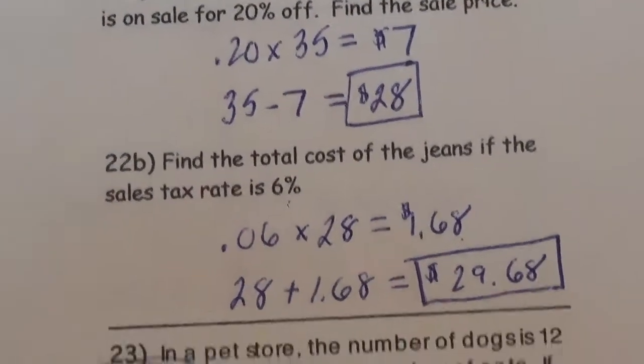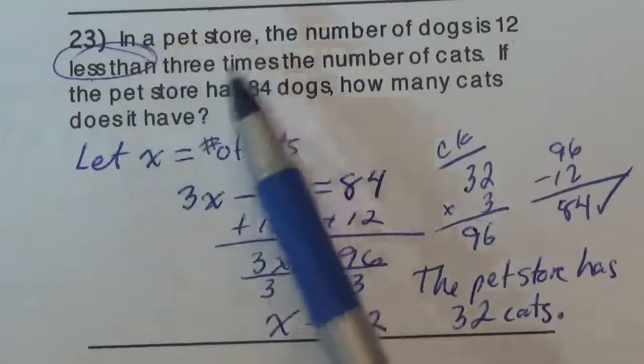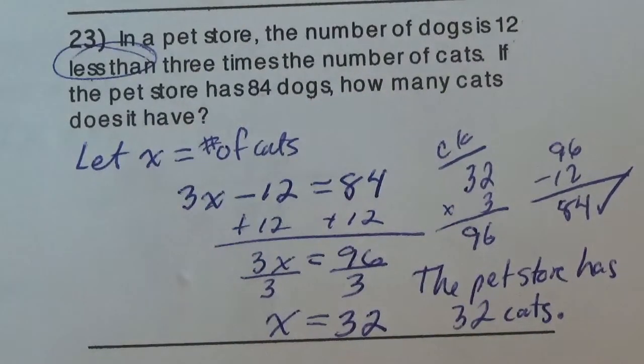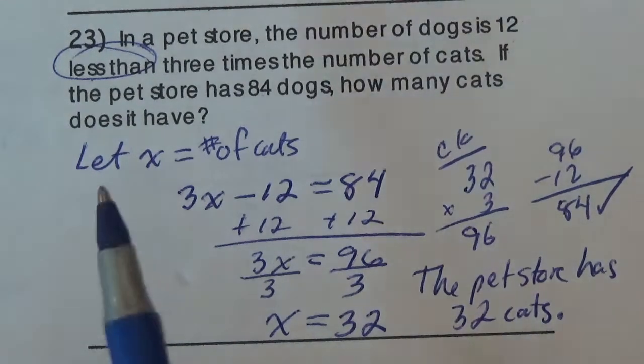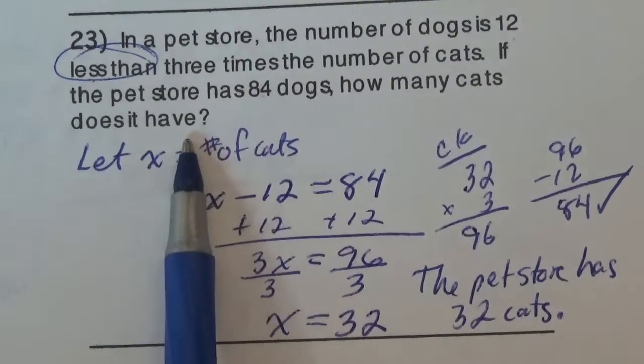Okay, 23, classic. Walk into the pet store. In a pet store, the number of dogs is 12 less than 3 times the number of cats. If the pet store has 84 dogs, how many cats does it have? So this was reading like a word problem to me, so I did the 5 steps here. So first I said let x equal the number of cats. That's what we're looking for.